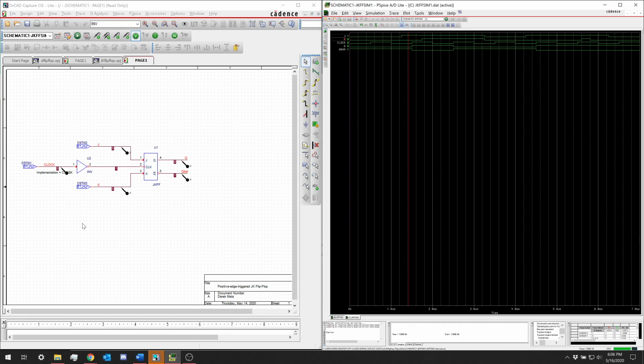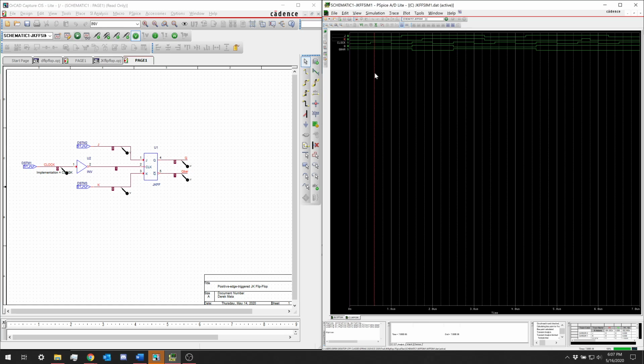In this video, I'll be explaining the positive edge triggered JK flip-flop. So in order to make this JK flip-flop a positive edge triggered one, we have to put an inverter after the clock pulse, and this is because the default JK flip-flop is negative edge triggered in PSpice. Okay. So positive edge triggered flip-flops only react after the positive edge of the clock.